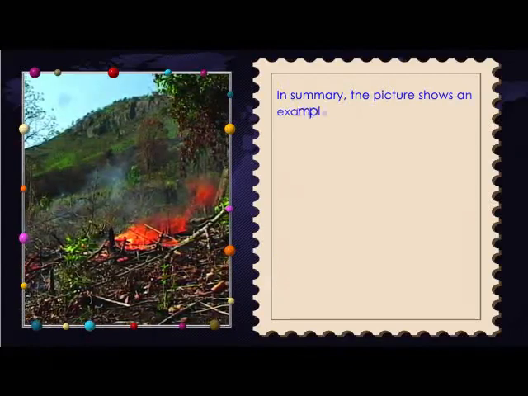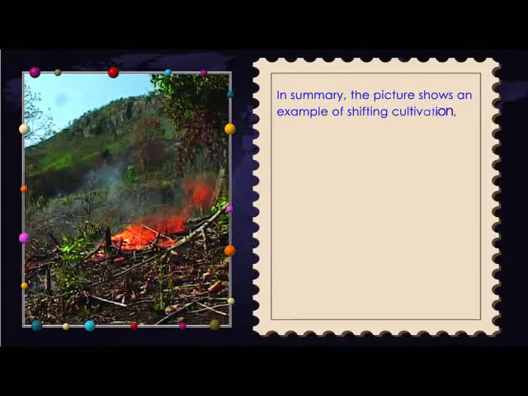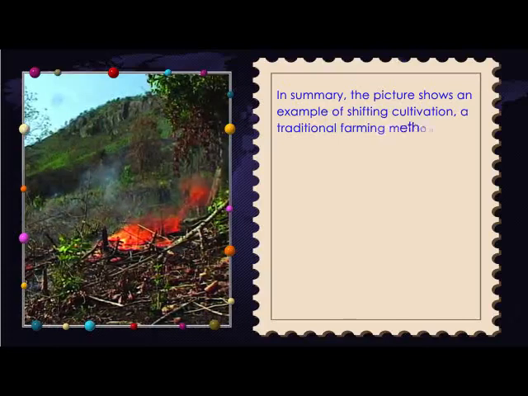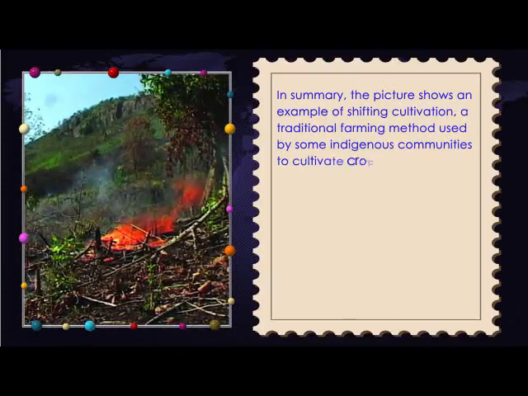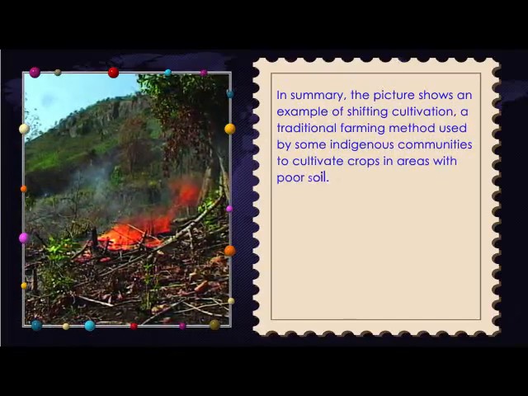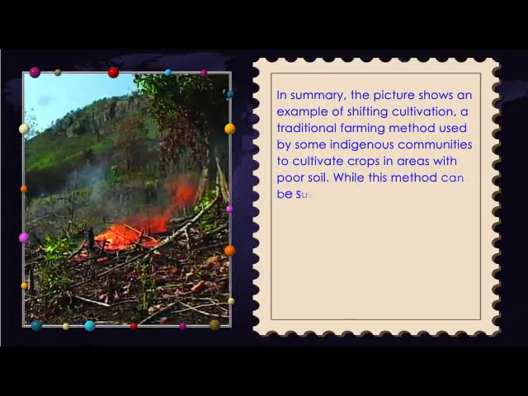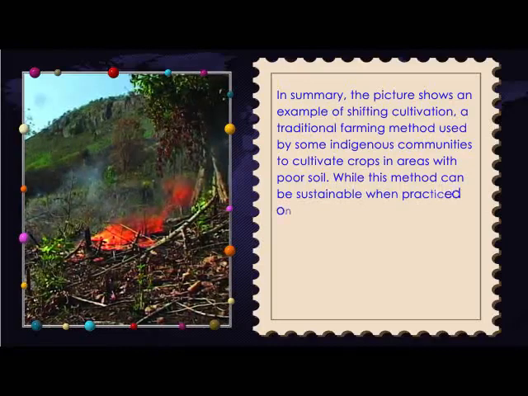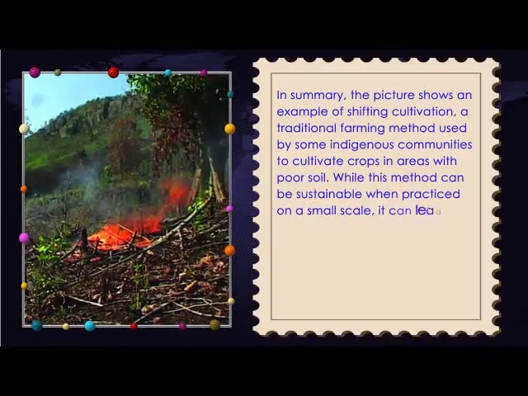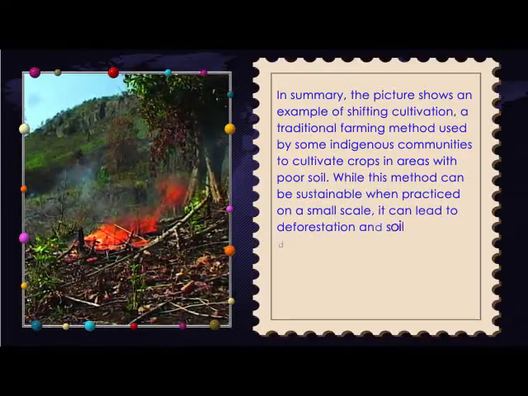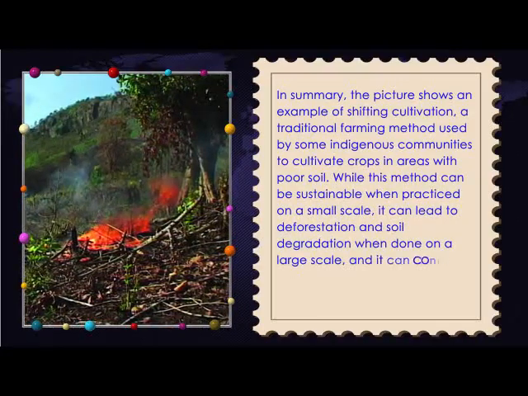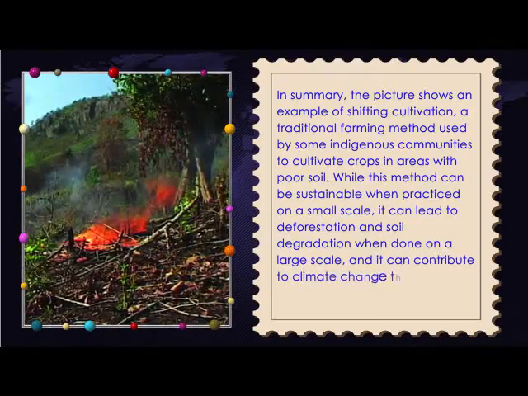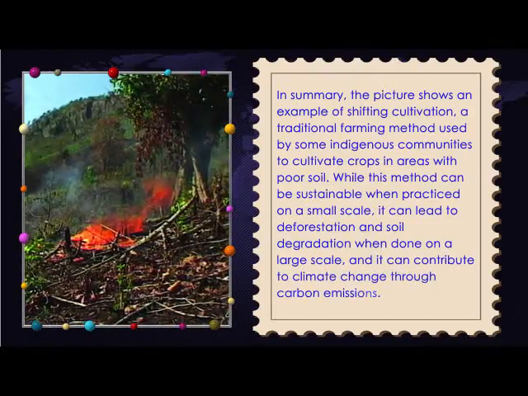In summary, the picture shows an example of shifting cultivation, a traditional farming method used by some indigenous communities to cultivate crops in areas with poor soil. While this method can be sustainable when practiced on a small scale, it can lead to deforestation and soil degradation when done on a large scale, and it can contribute to climate change through carbon emissions.